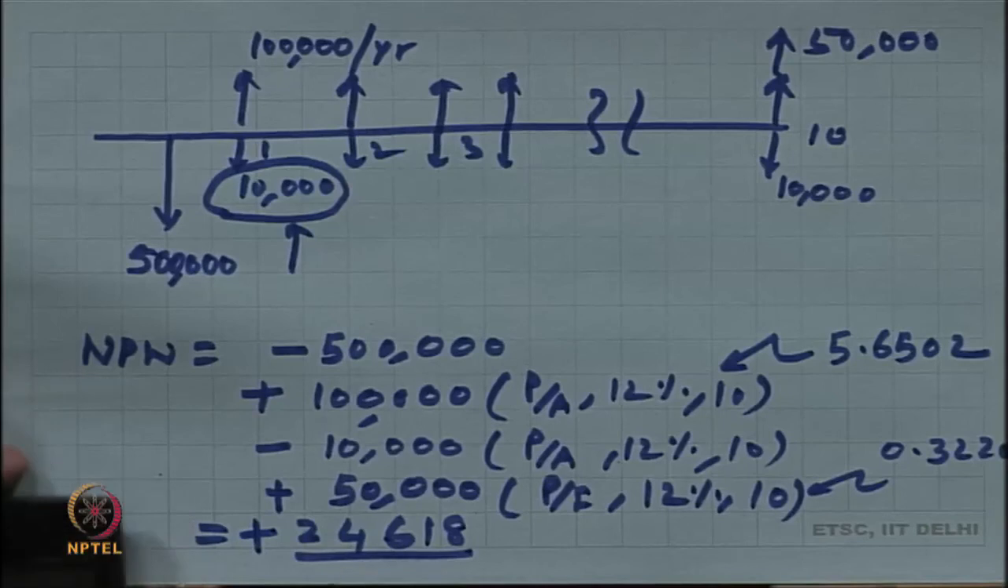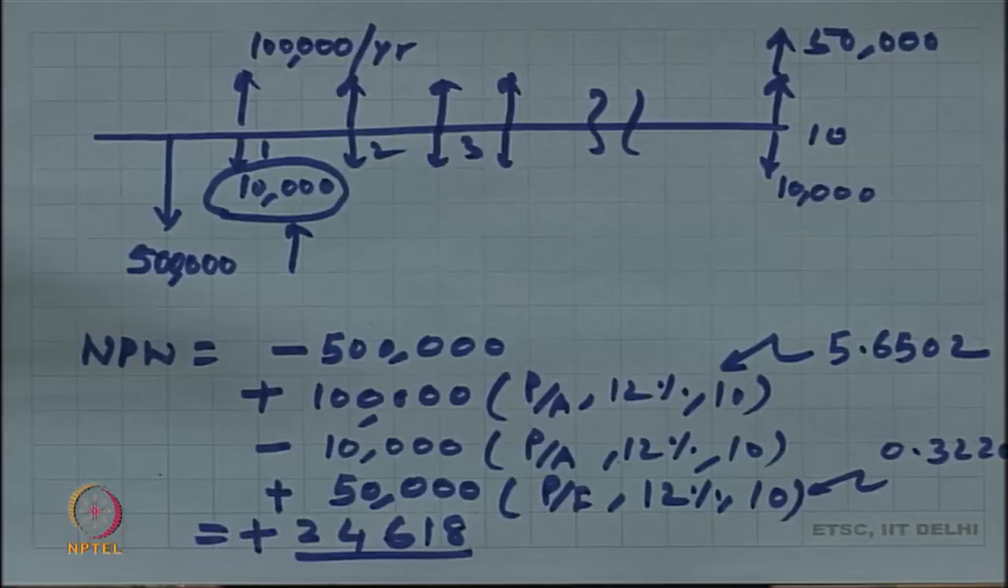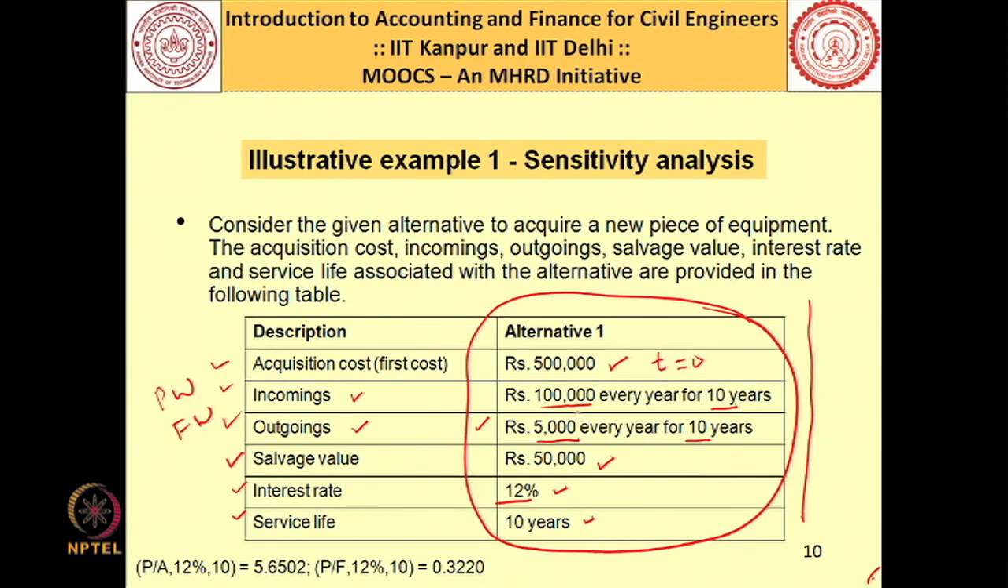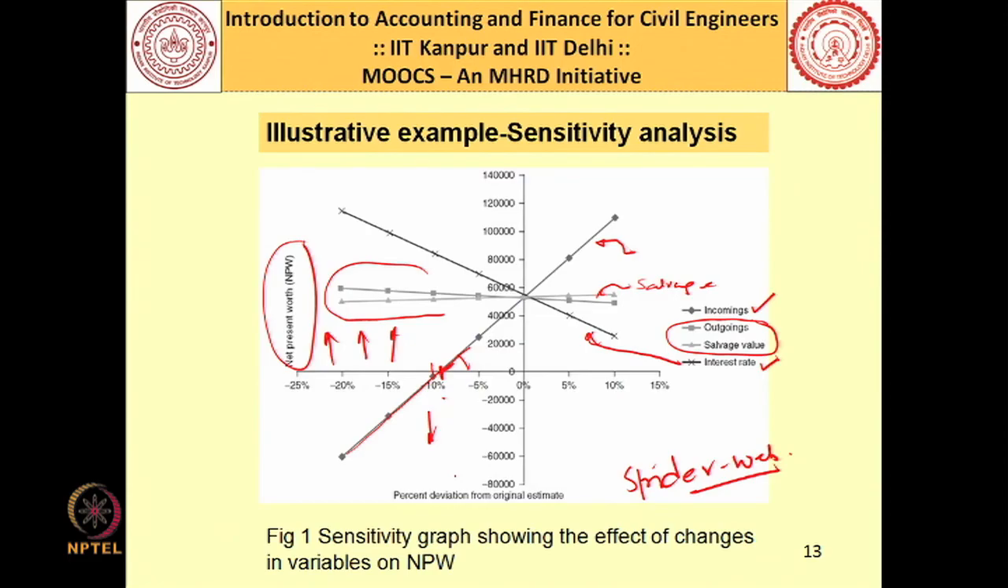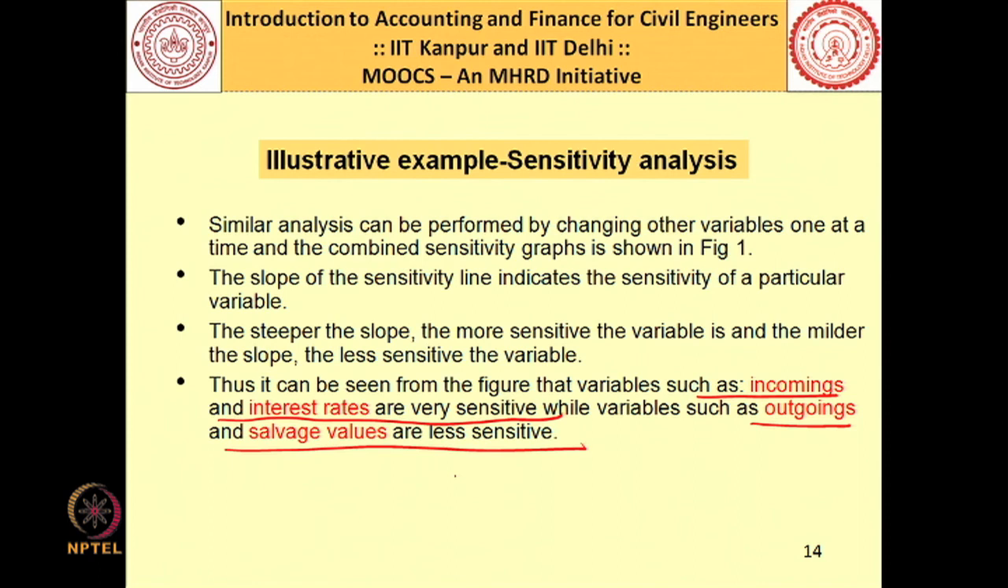So, the idea is that we are still getting a positive value. Even if I change the expense by 2 times, 5,000 to 10,000, I am still getting a positive net present worth. That means even if I change this variable to double its current value, my decision still remains the same. So, we say that this is not so sensitive; in fact, this is an insensitive variable. This is how you have to carry out the sensitivity analysis.